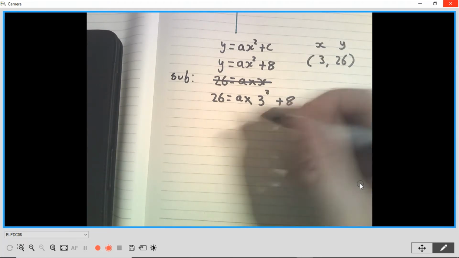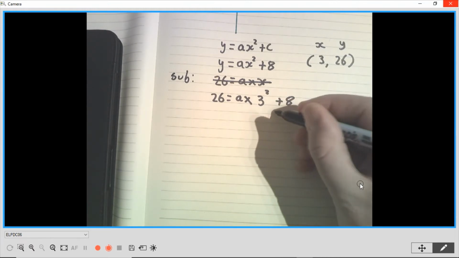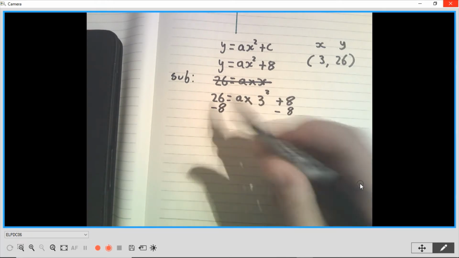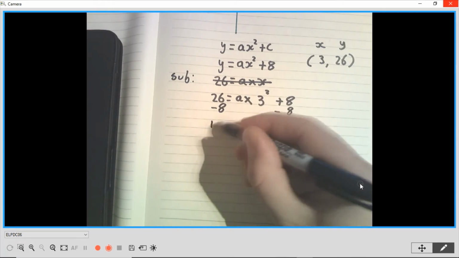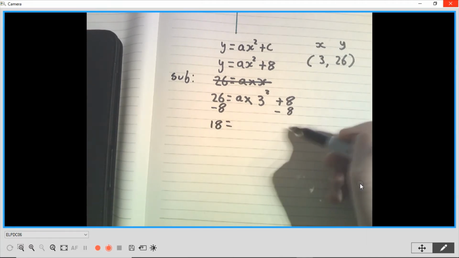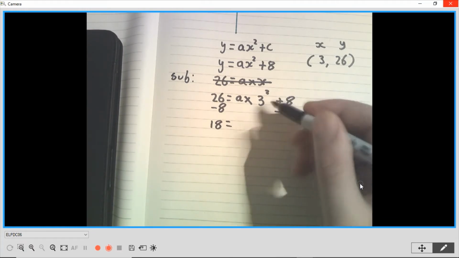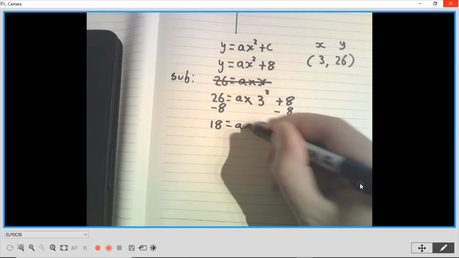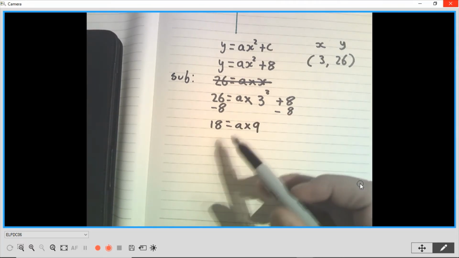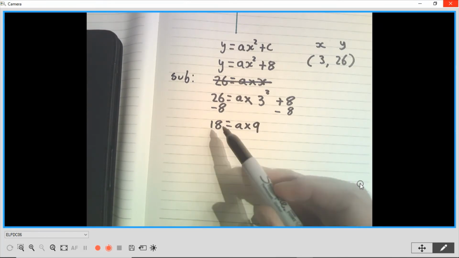So what we can do is solve this equation to work out what a is. We could start by taking 8 away from both sides of the equation. So we've got 26 take away 8 is 18. 8 minus 8 is 0, so we've eliminated 8 from this side. We know what 3 squared is. 3 squared is 9, so this would be a times 9. So let's think about that. A is a number that when you times it by 9, you get 18.